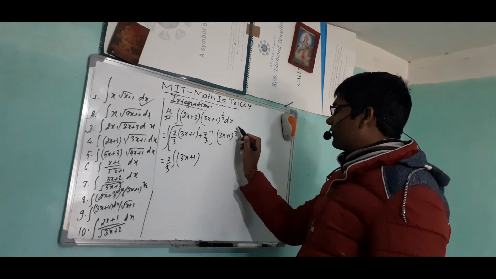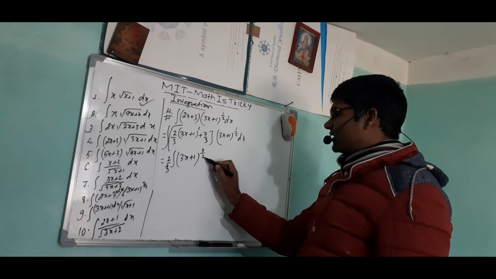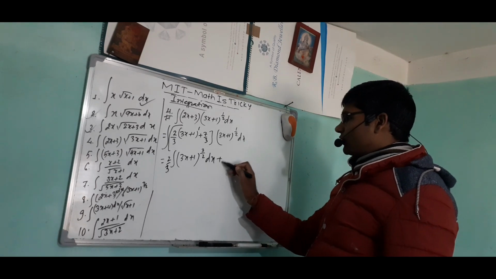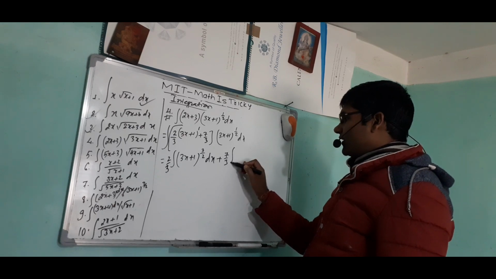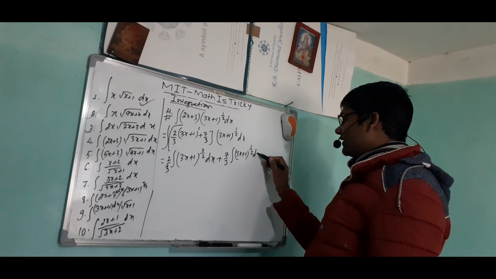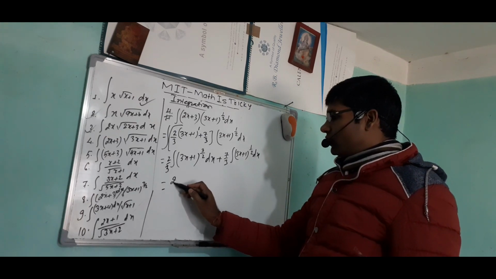Here the power is 1 and 1 by 2, which means 3 by 2. I am just writing it directly. If you have confusion, you can do it stepwise. So 7 by 3 outside, and then the integration of (3x plus 1) power 1 by 2 dx. Now use the formula.